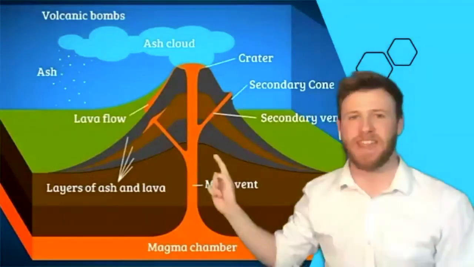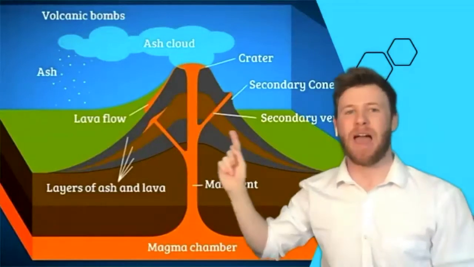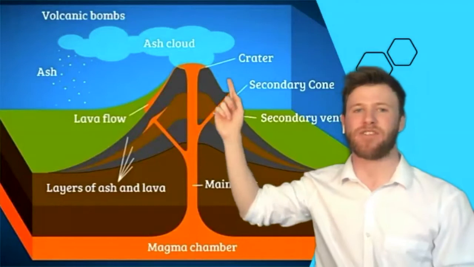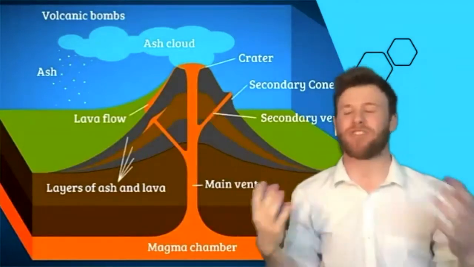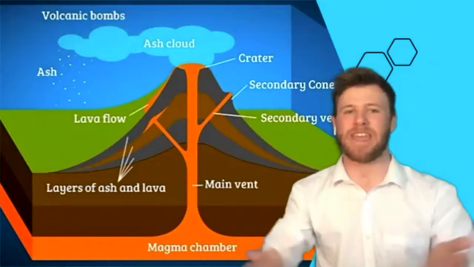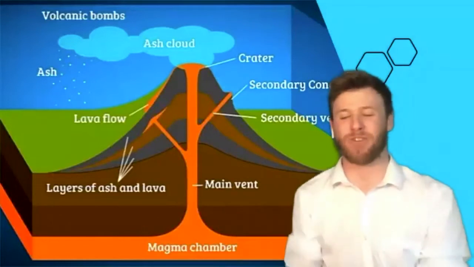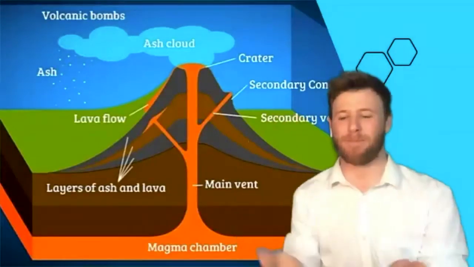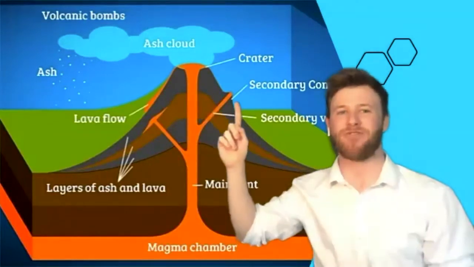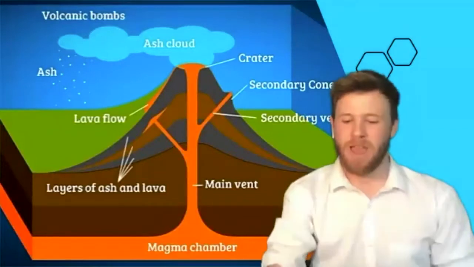We can also have secondary vents that branch off the main vent like a tree. And we can have secondary craters, because at the very top we've got a crater, like craters on the moon. But when we mean craters in science, we're just talking about a dip in some landform. So on the moon, we've got a dip in the moon, which we call a crater. In a volcano, we've got a dip in the top, which we call a crater. So we can have the main crater at the top and secondary craters wherever we've got these secondary vents coming from. That's what we've got there.